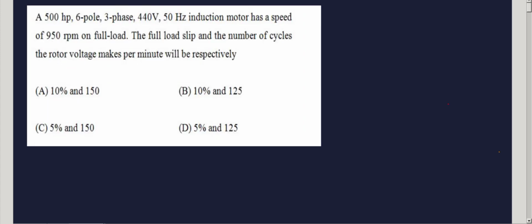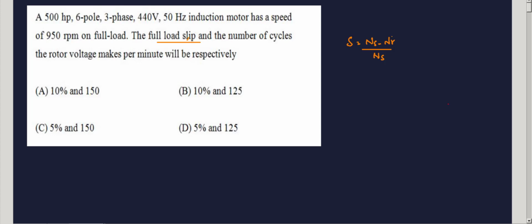Next question. A 500 horsepower, 6-pole, 3-phase, 440 volts, 50 Hz induction motor has a speed of 950 rpm on full load. The full load slip and the number of cycles of the rotor voltage per minute will be, respectively... Let's see the first, the full load slip. What is full load slip? Slip equals (Ns minus Nr) by Ns.